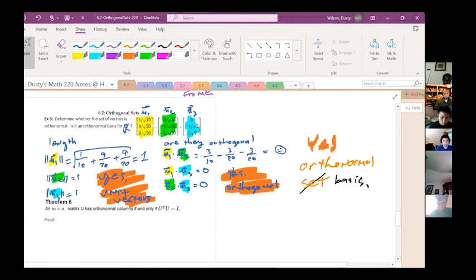Questions? Yeah, it's an orthogonal basis, but it's an orthogonal basis of unit vectors. So it's even better than an orthogonal basis. This is like a superpowered basis.